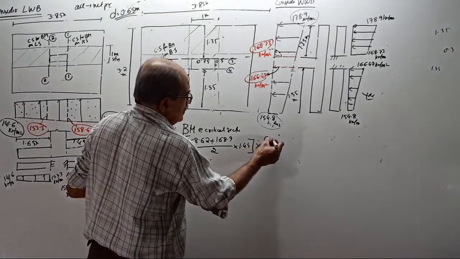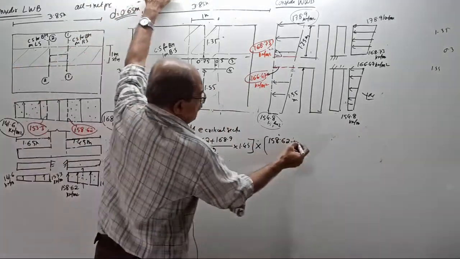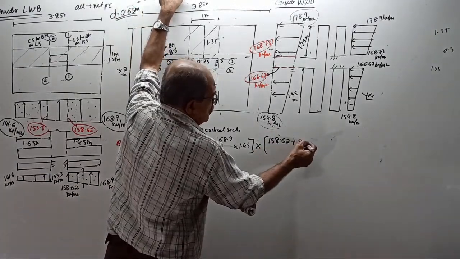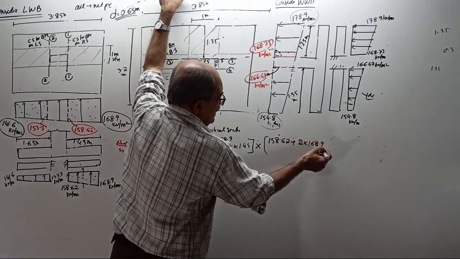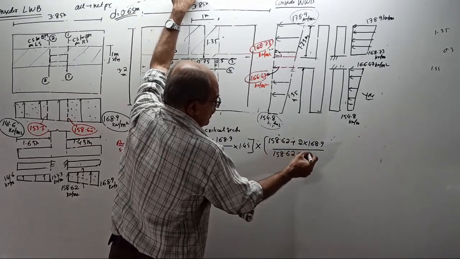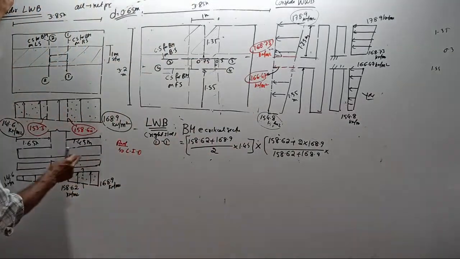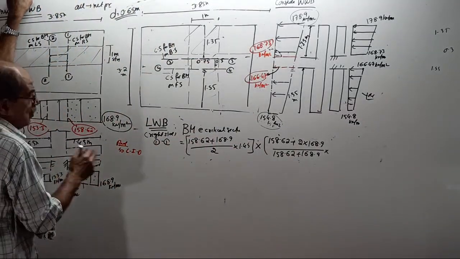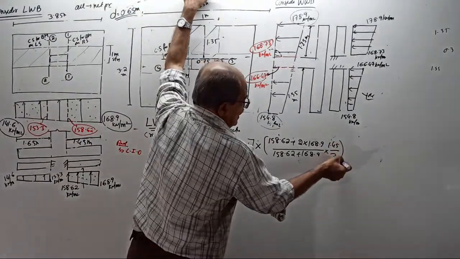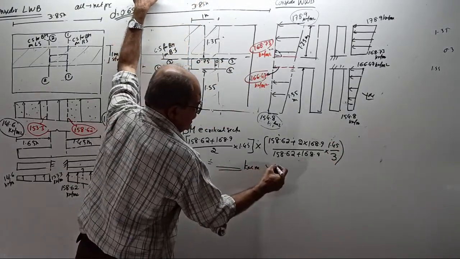158.62 plus 2 times 168.9. Don't memorize left side, right side. Plus 2 times 168.9 divided by the sum of the two sides, 158.62 plus 168.9, multiplied by the distance between the two sides, 1.45, divided by 3. That is the maximum BM in kilonewton meter, that is sagging BM.